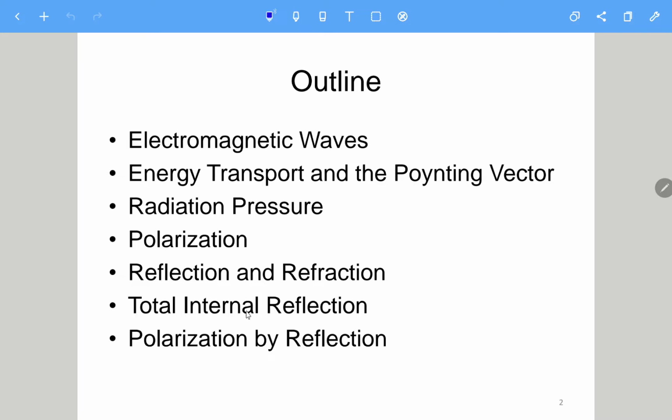And later we'll talk about something related to radiation pressure, which is a property of a particle. And then we'll talk about polarization, reflection, total internal reflection, and polarization of reflection. Probably you might have learned these three in high school physics, which is something like the optics things. And actually, starting from the polarization, it is some property about the wave.